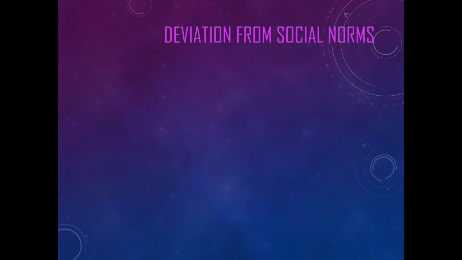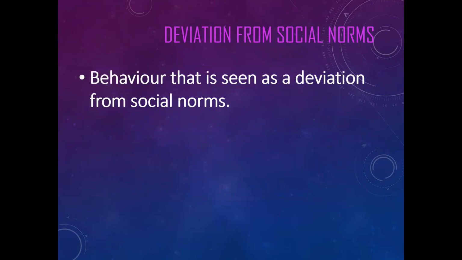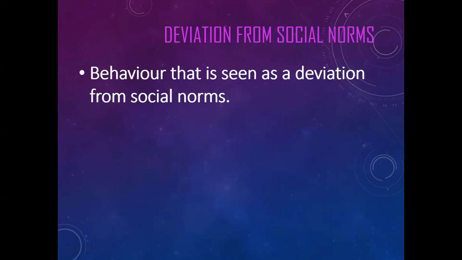I always say, understand the terms. Deviation means moving away from social norms. You all know what social norms is because you've learned about it through the years. Behavior, according to this definition, is seen as abnormal if it is deviating from the social norms. So let's investigate that concept further.